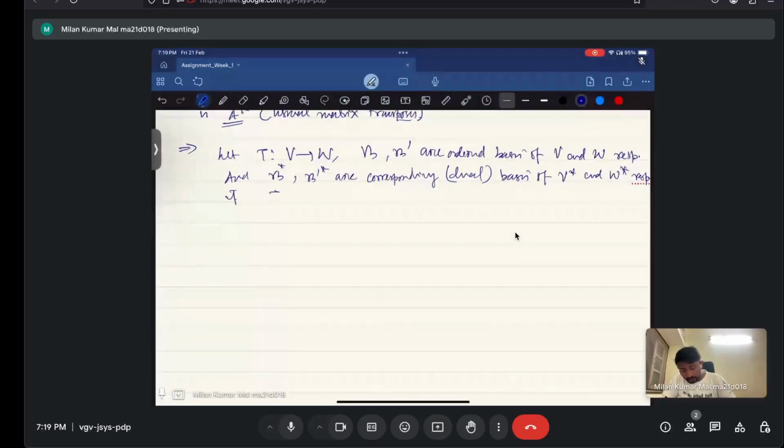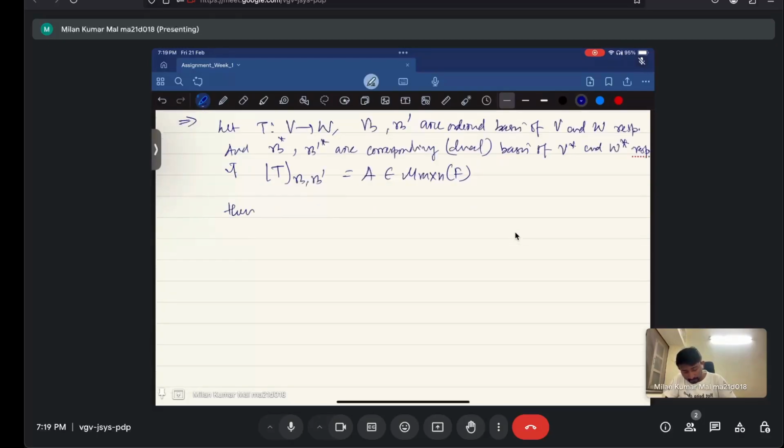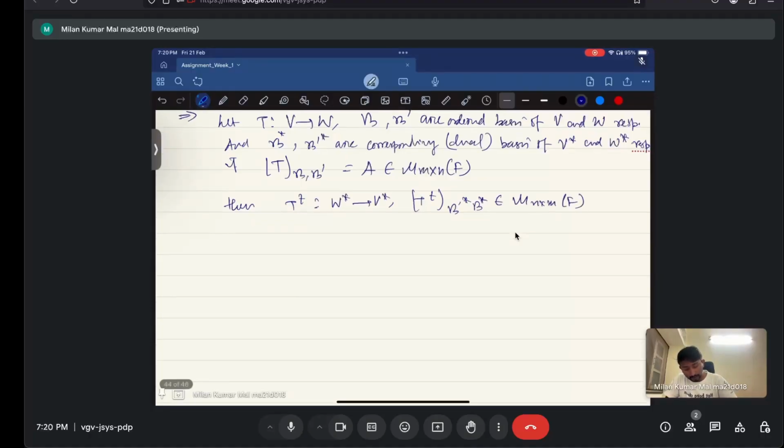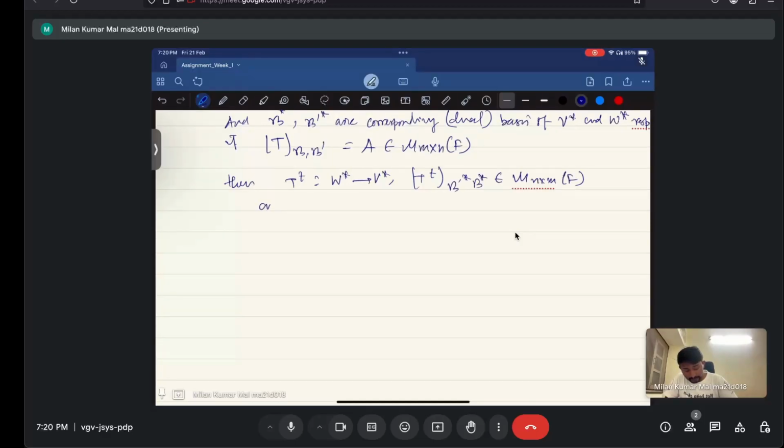If T with respect to the ordered bases beta, beta dash is equal to the matrix A, that is contained in the m by n order matrices over the field F, then T transpose, that is a map from W star to V star, then the matrix representation will be contained in n by m matrices over the field F, and T transpose with respect to the ordered bases is equal to A transpose. Okay, so this is the thing.